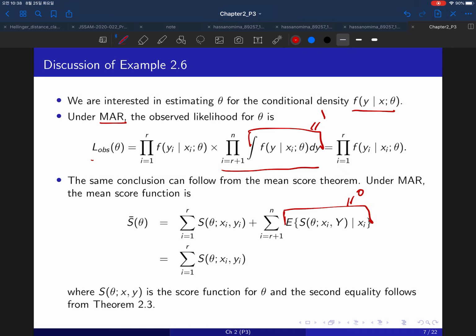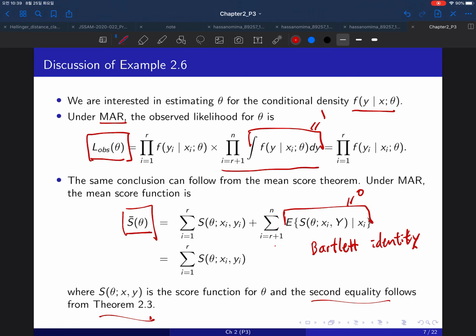Why? Because that is the Bartlett identity, the first Bartlett identity, which is theorem 2.3. That's why the second term has no information. So we have two explanations: one in terms of the likelihood function, the other in terms of the score function.